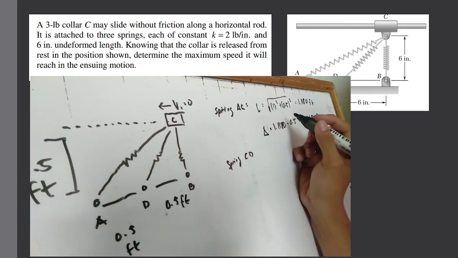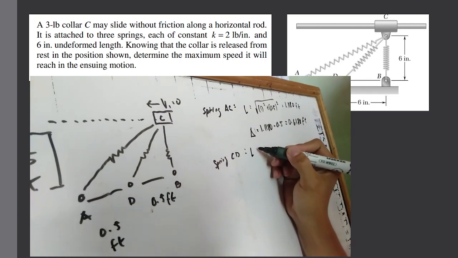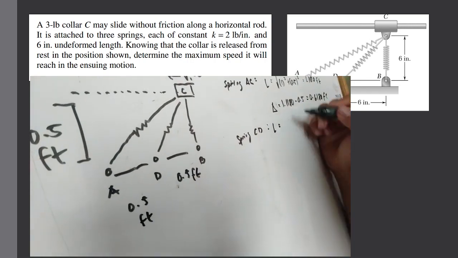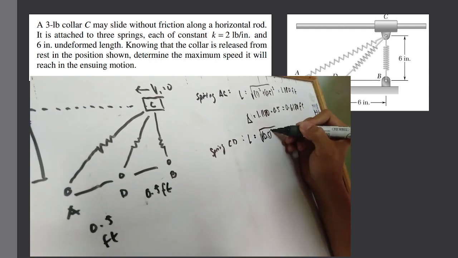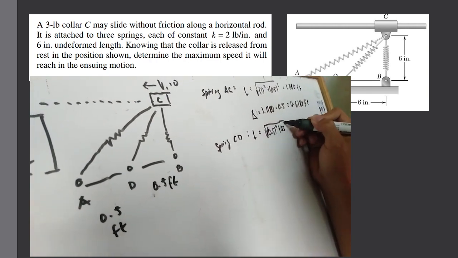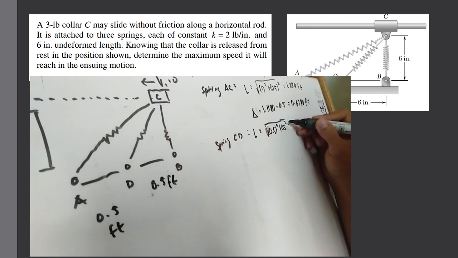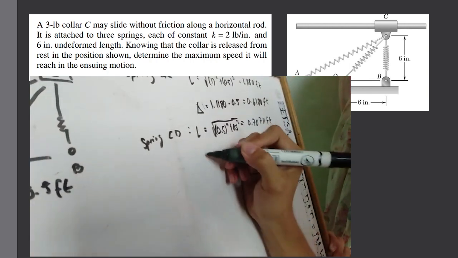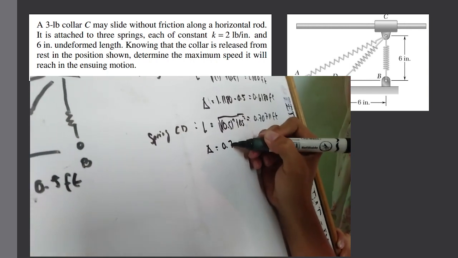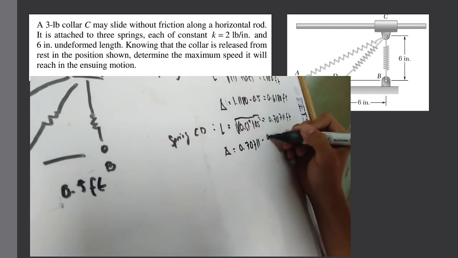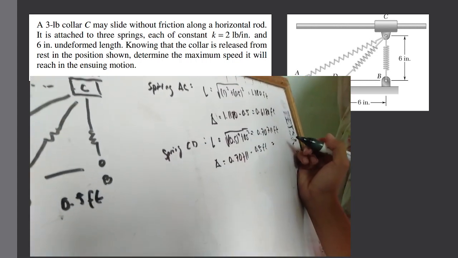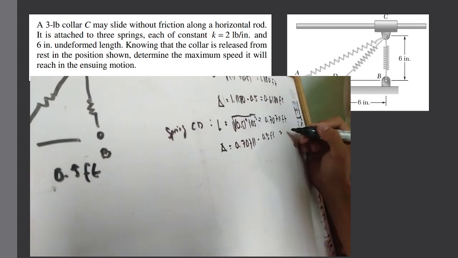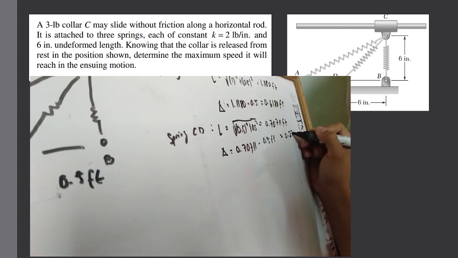Spring CD, same formula. Solve natin yung length niya. 0.5, 0.5 na yung dito sa baba. Square root of 0.5 squared plus 0.5 squared is equals to 0.70711 feet. Change of length niya is equals to 0.70711 minus 0.5 feet is equal to 0.20711 feet.